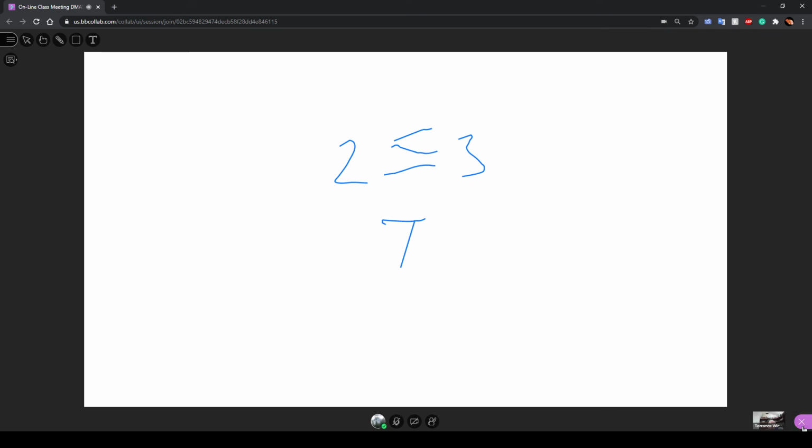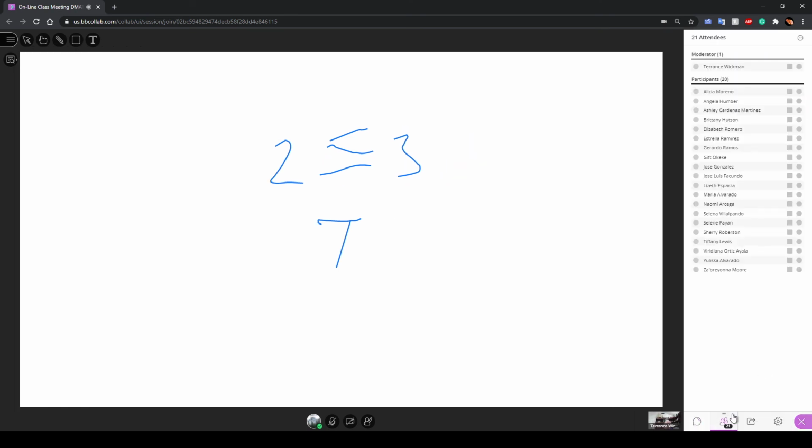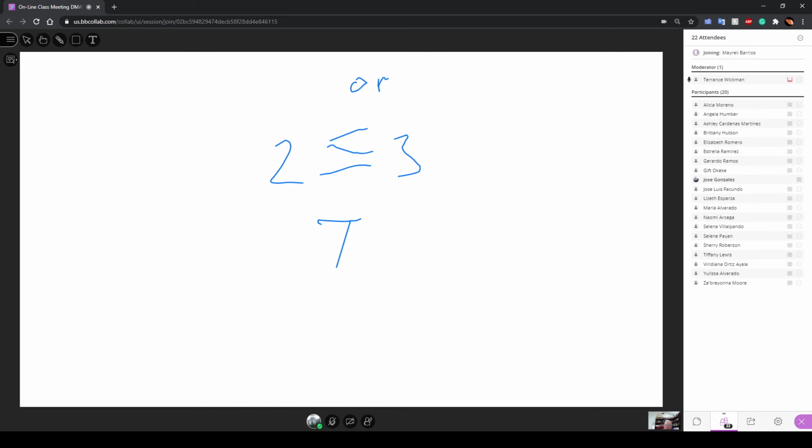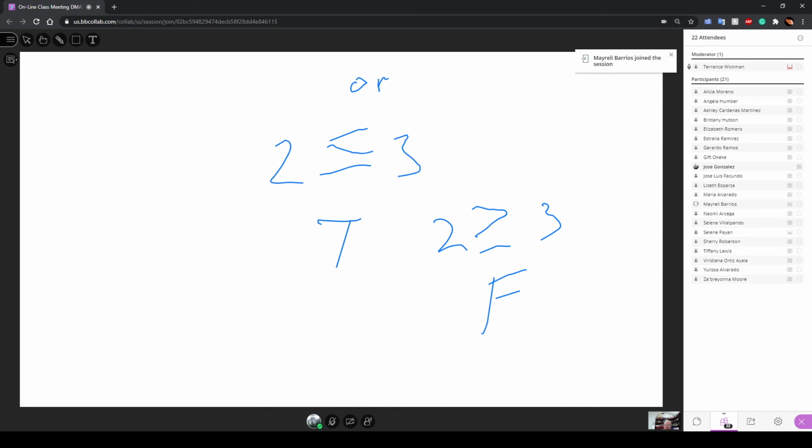Why? Because 2 is certainly less than 3, and only one of these conditions has to be met because the conjunction between them is or. 2 is less than 3 or 2 is equal to 3. Since it meets one of the criteria, it's true. But if I wrote it like this, 2 is greater than or equal to 3, it would be false. Why? Because 2 is not equal to 3 and 2 is not greater than 3. Does that make sense?